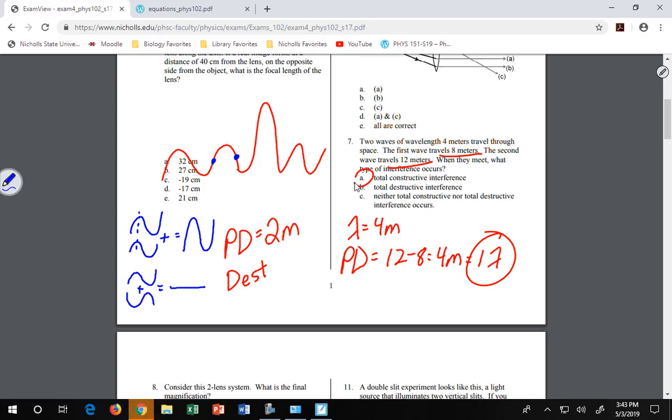For example, if say the path length difference is, I don't know, say 3 meters. Right, 3 meters is not a half of the wavelength. It's actually 3/4 of the wavelength. So this is equal to 3/4 of the wavelength, and so that's neither constructive nor destructive. That would actually be 135 degrees out of phase, I guess.